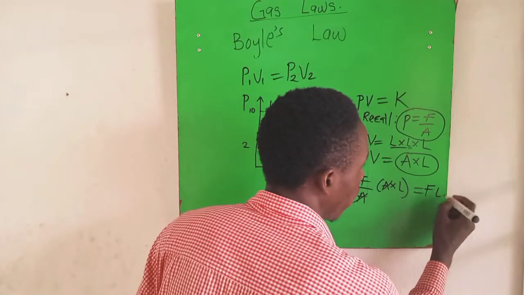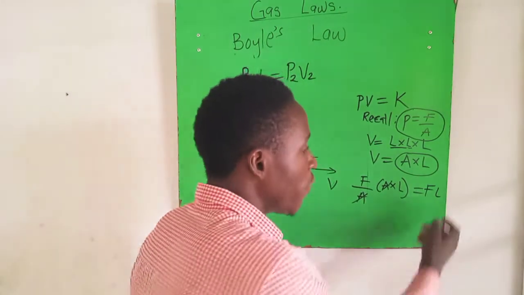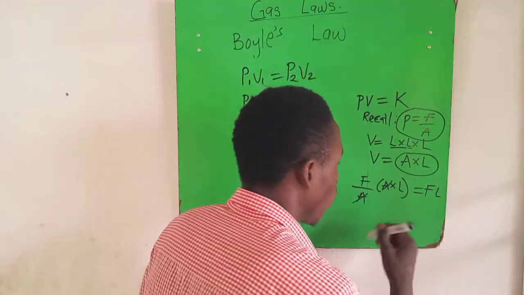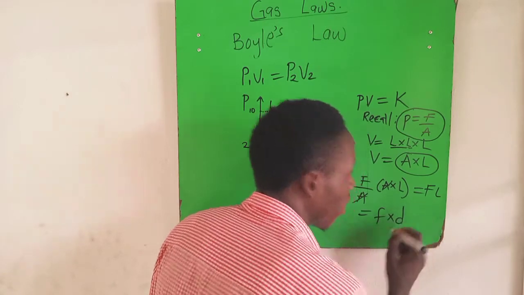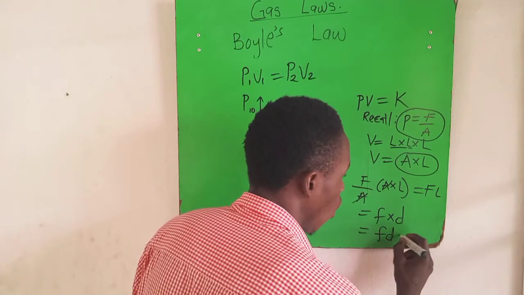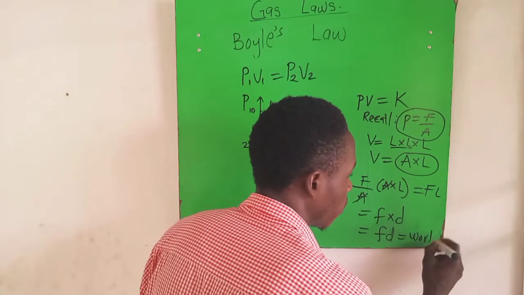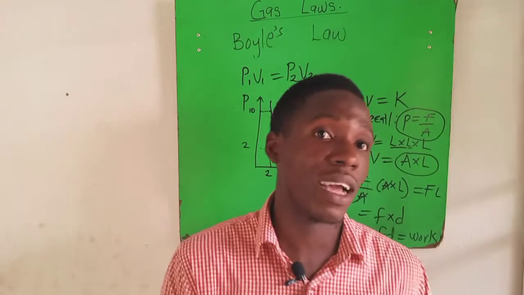So I have force times L. Obviously, L is a distance, right? Length is a distance. So if L is a distance, what I'm left with is force times distance. That's work done. So Boyle's law is simply an expression of work done by gas.